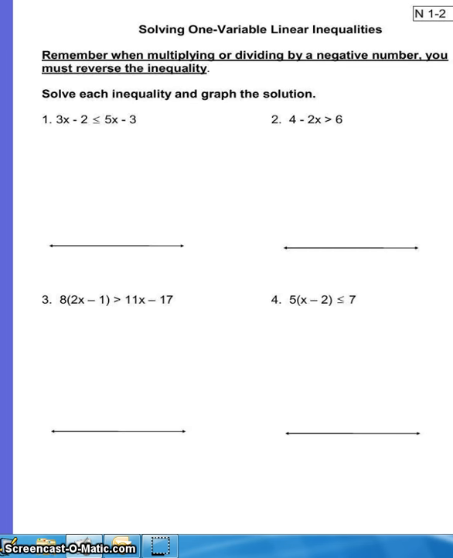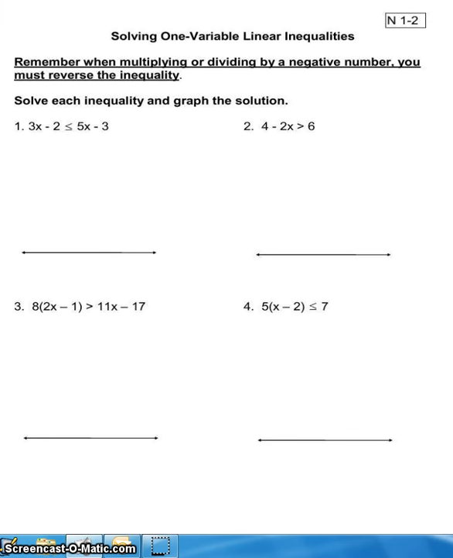So that brings us to the main statement on this sheet, which says, remember, when you multiply or divide by a negative number, you must reverse the inequality, which means flip the sign. That is why. Because if you don't, it creates a false statement. So we don't want a false statement.